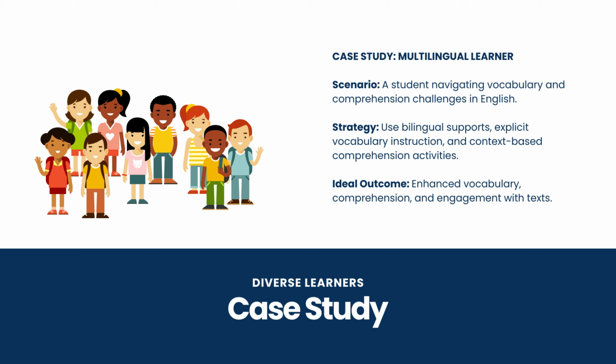Cognates, words that look and mean the same in both languages, become her stepping stones. Explicit vocabulary instruction follows, with visual aids and hands-on activities that help Maria grasp and retain new words. Finally, context-based comprehension activities are integrated, allowing Maria to connect the meaning of words and ideas within a familiar context.